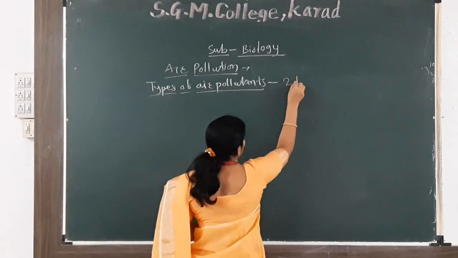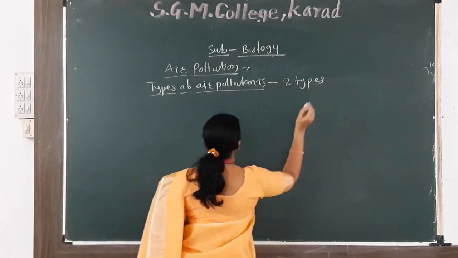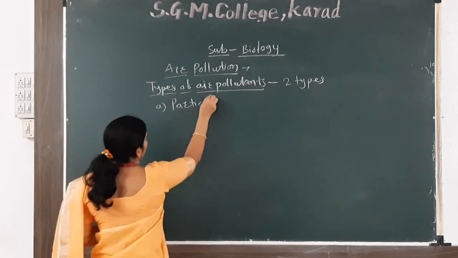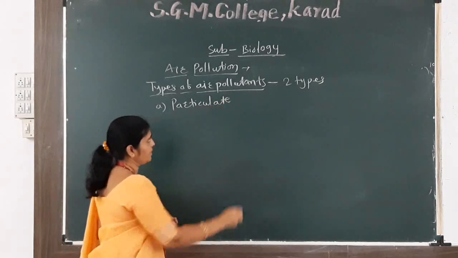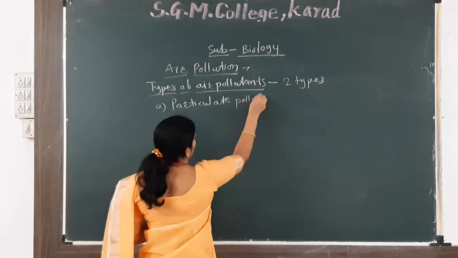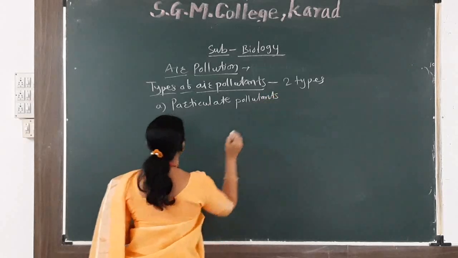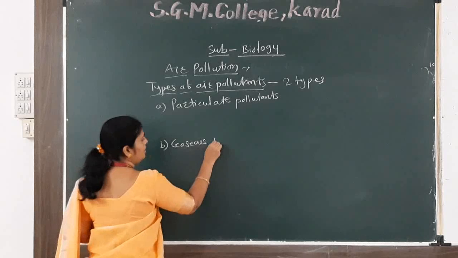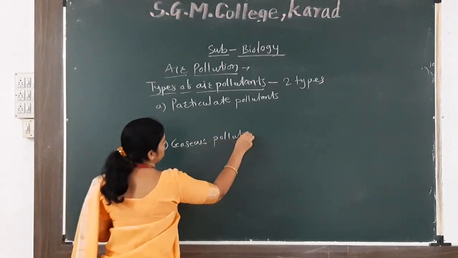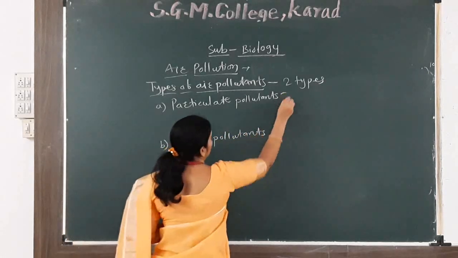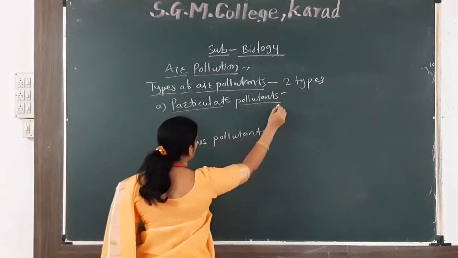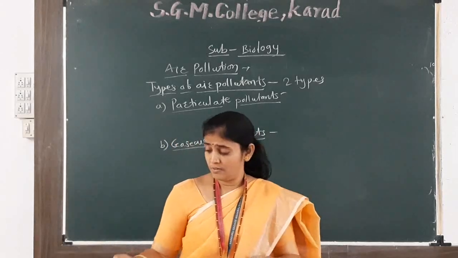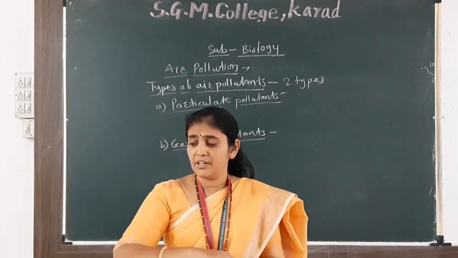There are two types. First, particulate pollutants, and second, gaseous pollutants. Particulate pollutants, gaseous pollutants. So from this, first of all we have to see particulate pollutants.